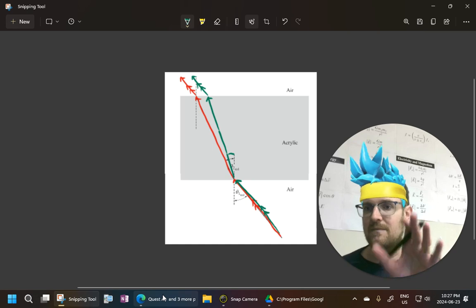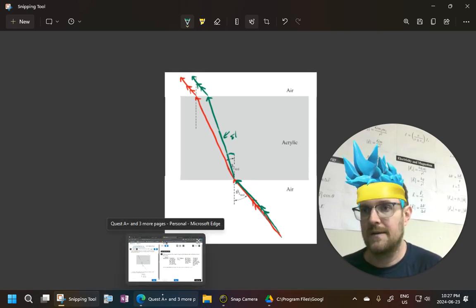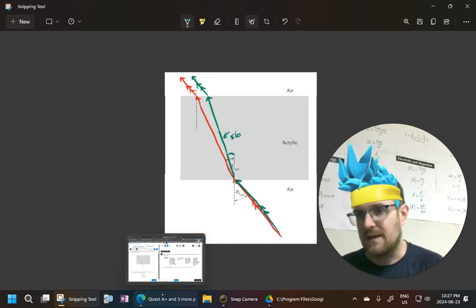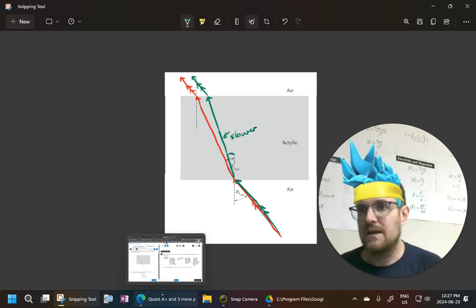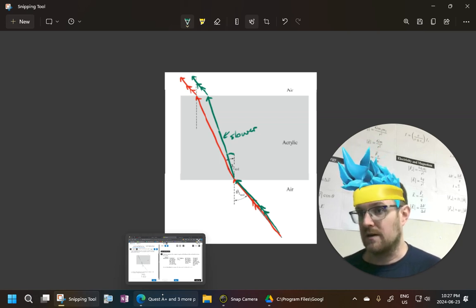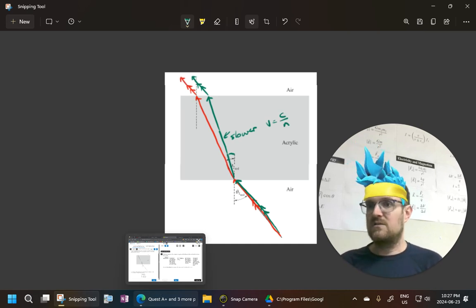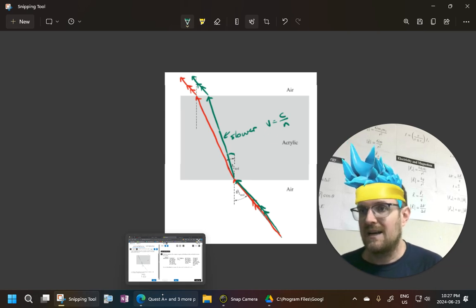So this is how I'm going to answer this question. So this is going slower, right? You can see it bent more, it's going slower, and this one's faster over here. Because this is slower, if I use this formula, which is not on our formula sheet, remember this formula, v equals c over n, to get this to be slower, this number has to be higher, right?